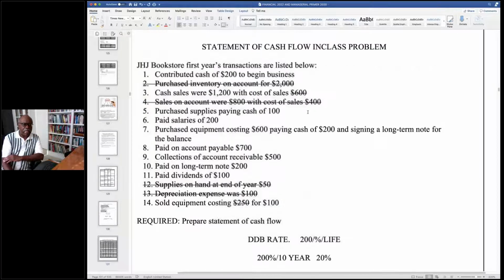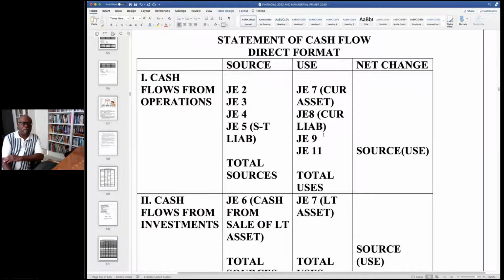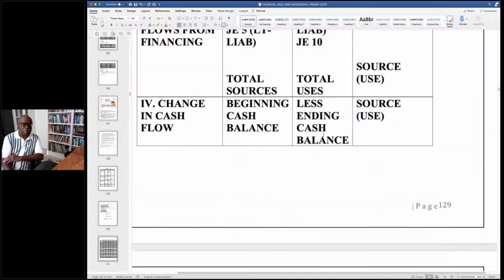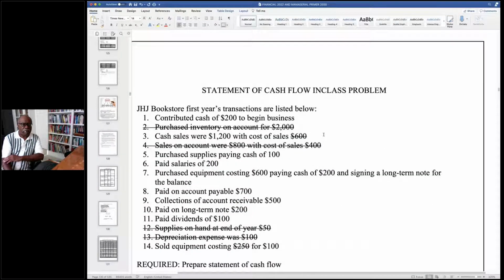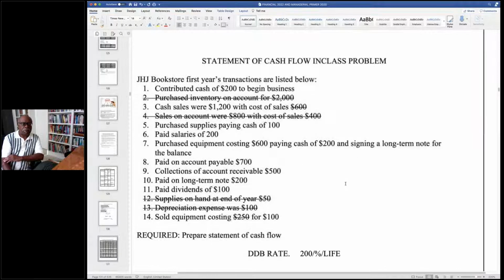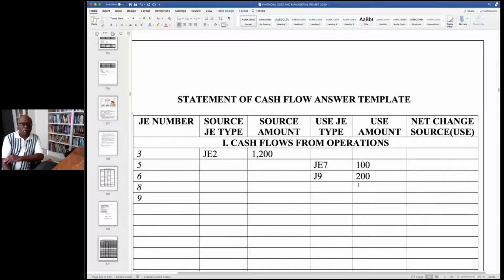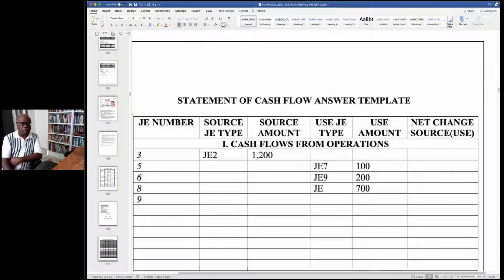Paid on accounts payable, that's simply payment of a liability as a current liability, JEA. So $700. So this is JEA. So these are journal entry types.